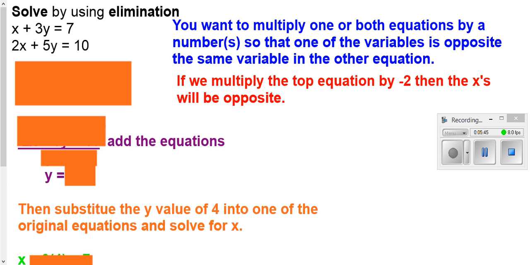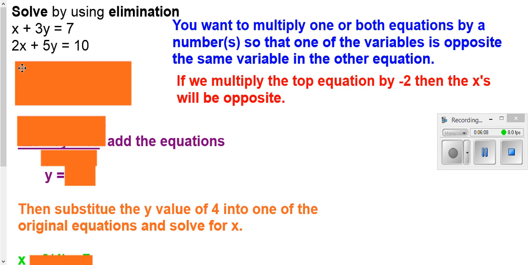Now, a third way you can solve systems of equations is with elimination. Basically, you want to try to get the same number in front of one of your variables, but one of them should be positive and one of them should be negative. You could choose to either get the numbers in front of your y's to be opposites, or you could choose to get the numbers in front of x's to be opposites.